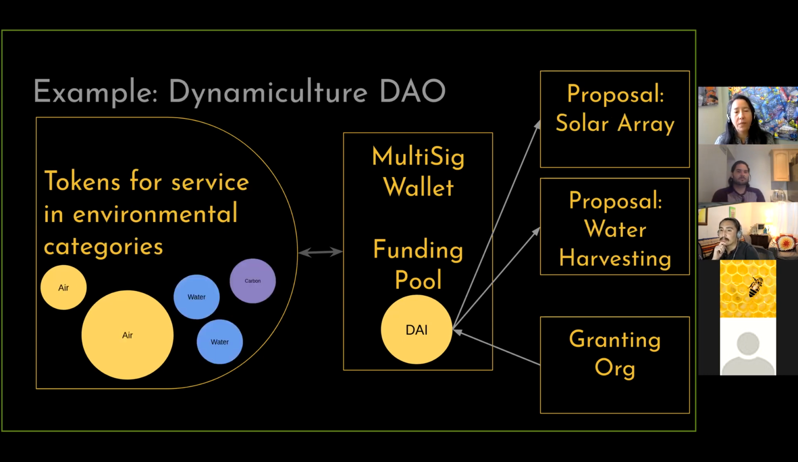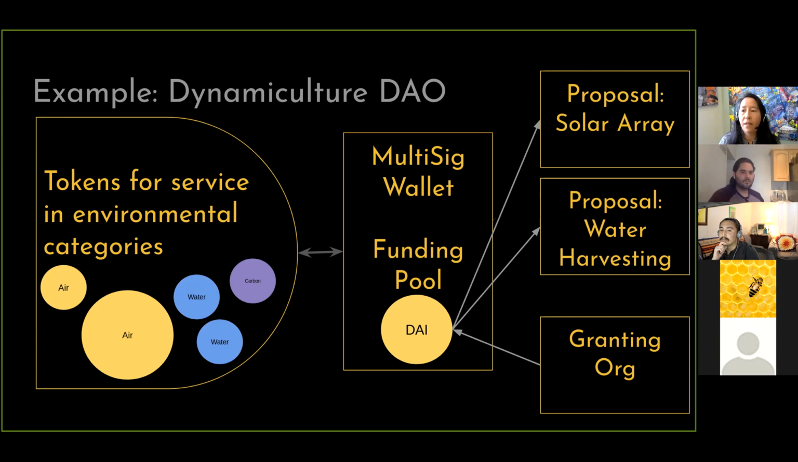And I'm also working on what's called a Dynamoculture DAO. This is just a design for a platform where you would have tokens for service in specific environmental categories. So for instance, if you built a water harvesting project, or if you were working on clean air or carbon, maybe planting trees for carbon credits, you would get service tokens that equal the amount of work you do.